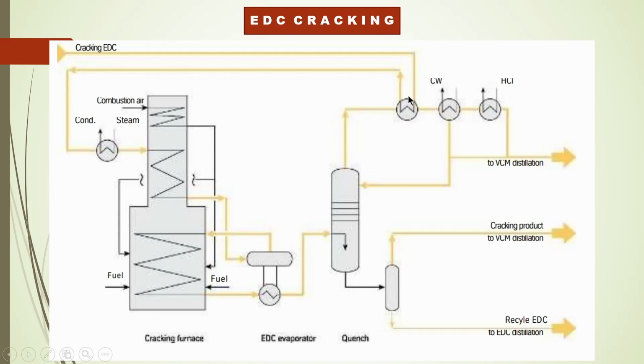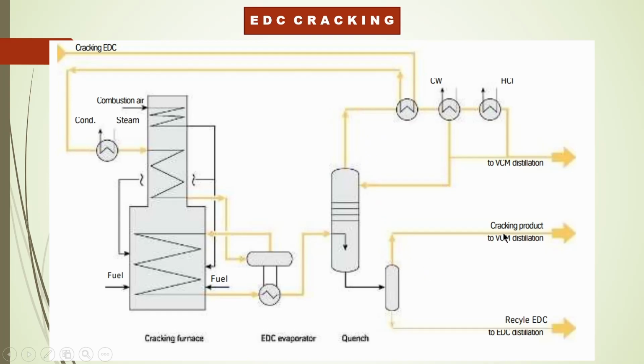Now, before sending EDC to the cracking unit, it is preheated for the less production of coke, and then it is sent to the cracking furnace. This is a thermal cracker which we use at 460 degrees Celsius, and here only our main product, which is VCM, gets formed. Then from the bottom we get the VCM, and it is sent to the VCM distillation unit for purification through a quench column, from which the unreacted EDC or other waste gases get removed out.